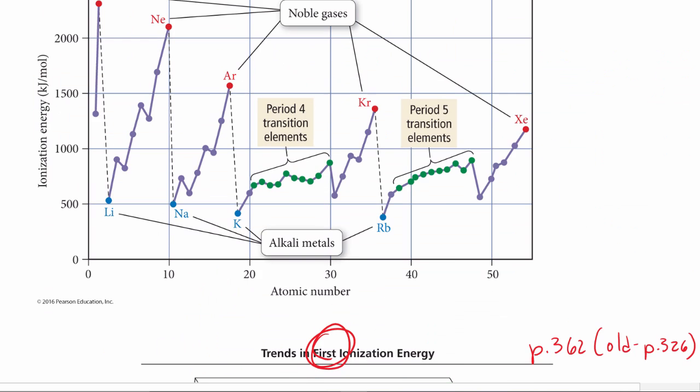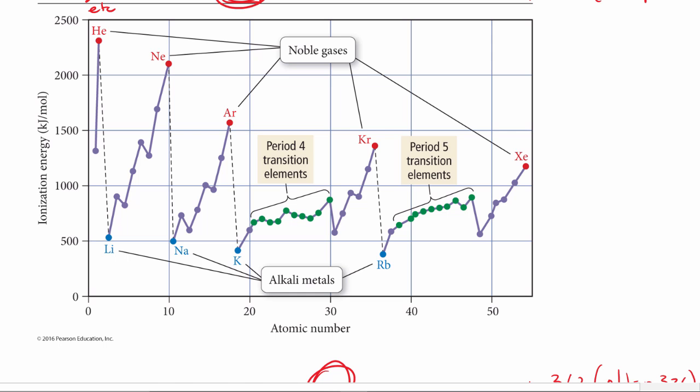First of all, determine the trends as you go across the periodic table from left to right for the first ionization energy. So determine the periodic trend as you go across from left to right and as you go down within a group. Then see if you can explain the reason for that.